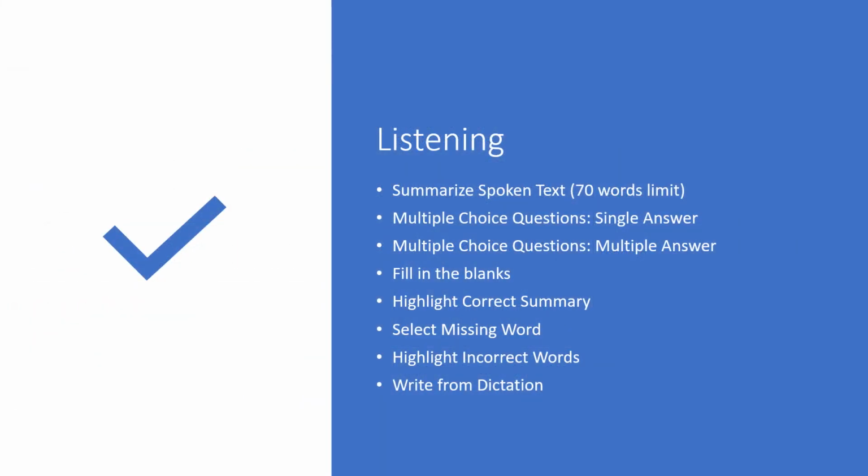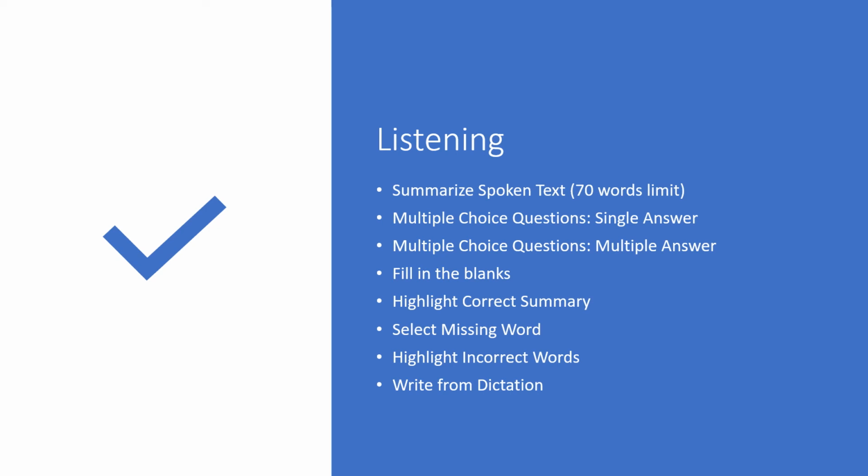Now, the listening section consists of the mentioned question types. Summarize spoken text: summarize the recording in your own words within 50 to 70 words. Like the reading section, this section also has two different MCQ types, that is, with a single answer and multiple answers. Fill in the blank: fill in the required word you heard from the recording. Highlight correct summary: select the response that best summarizes the spoken recording.